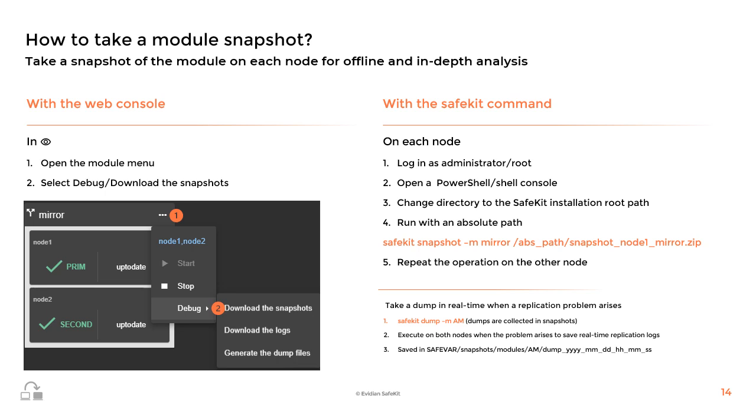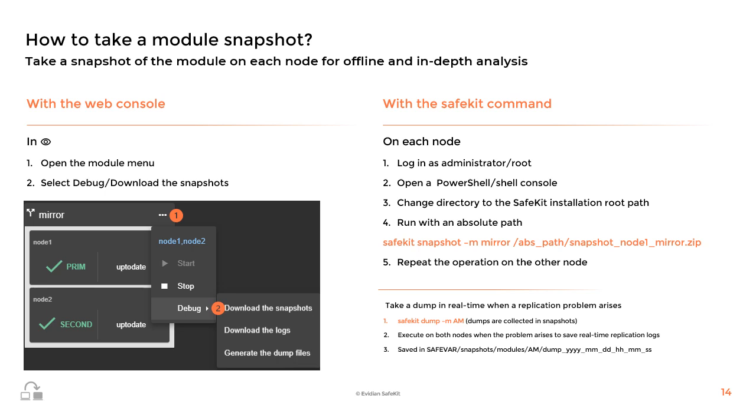To do the same with the SafeKit command, you will have to execute the following procedure twice, on Node 1 and on Node 2. Firstly, log in as an administrator on Windows or root on Linux. Secondly, open a PowerShell on Windows or a shell on Linux. Thirdly, go to the root directory of SafeKit. Fourthly, run the SafeKit snapshot command, providing the module name and the absolute path of the .zip file. This file will be created and will contain the module snapshot of the node. Fifthly, repeat the same procedure on the other node.